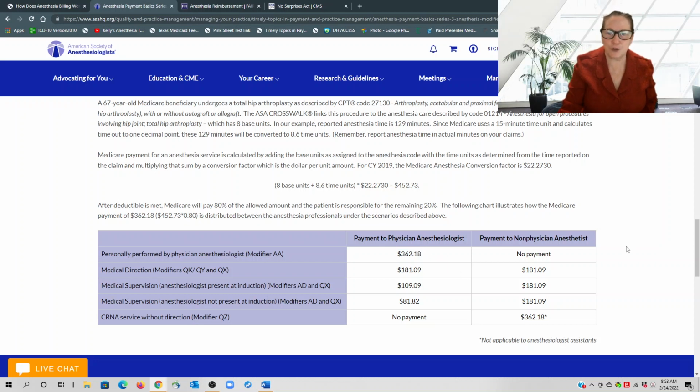Now, the average for Medicare is so much lower in that they pay somewhere between $20 to $25 depending on where you are geographically. And that's just a rounded amount. It's called a conversion factor.